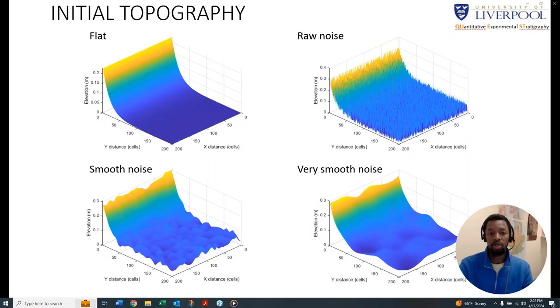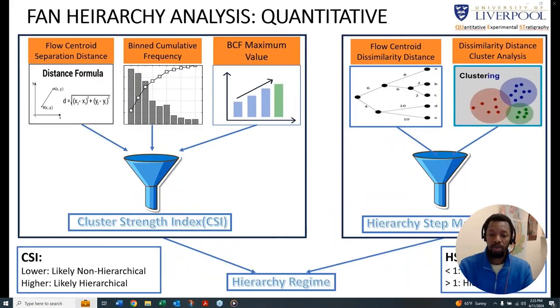So we'll be using these 4 scenarios in our model. We have the flat seafloor where there is no noise. We have the smooth one with some level of noise, and we have the very smooth noise, and also we have random noise. And the quantitative metrics we developed are twofold.